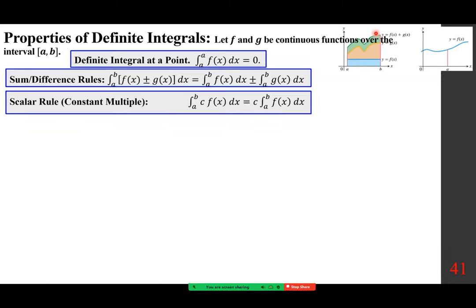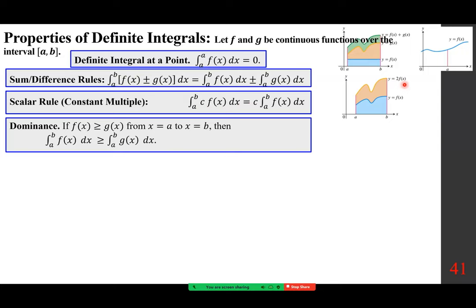Scalar rule: if we multiply by a number, we can take it out. So this is f of x, this is like 2 times f of x, okay? And the area under the curve.